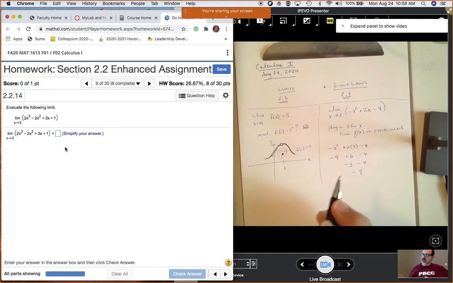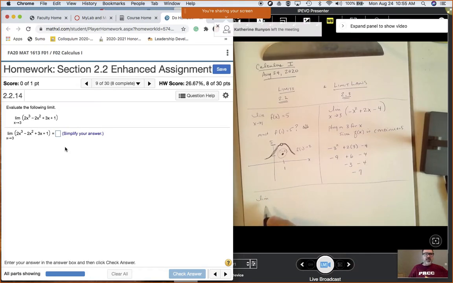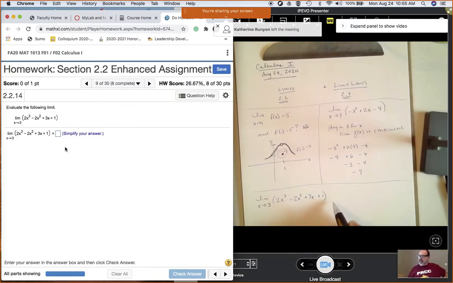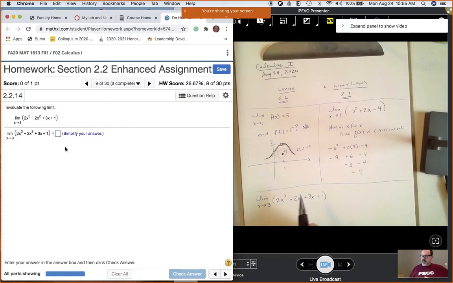The next function is similar. It's also a polynomial function. We want the limit as x approaches 3 of 2x to the third minus 2x to the second plus 3x plus 1. Again, polynomial functions are going to be continuous functions. So again, we can just plug in the 3.